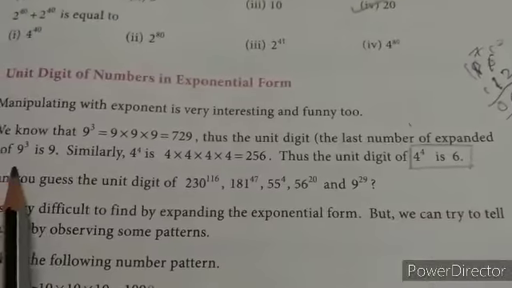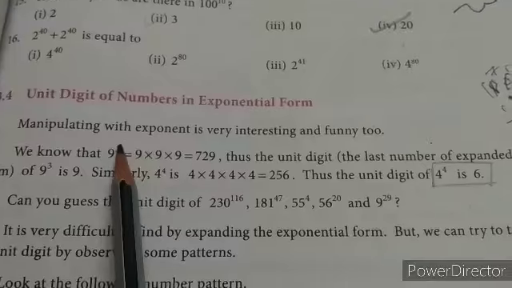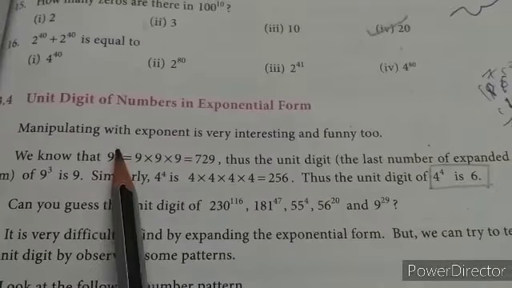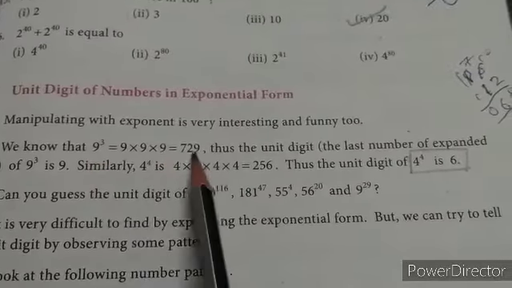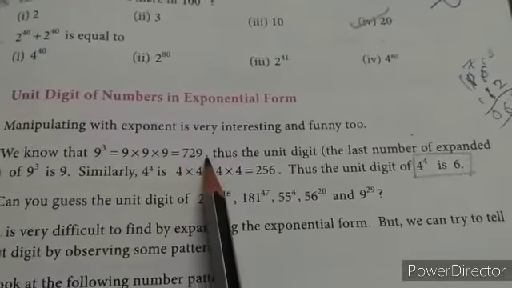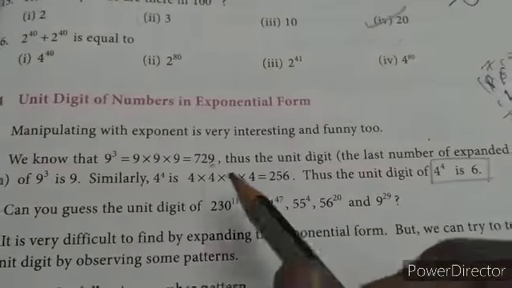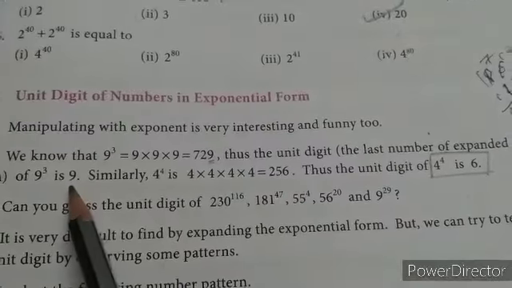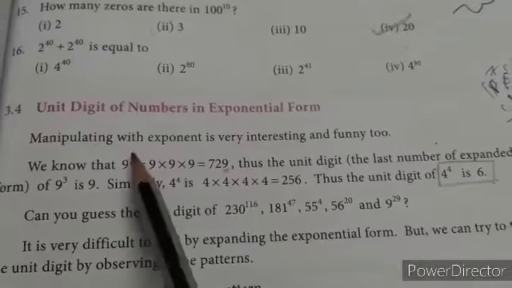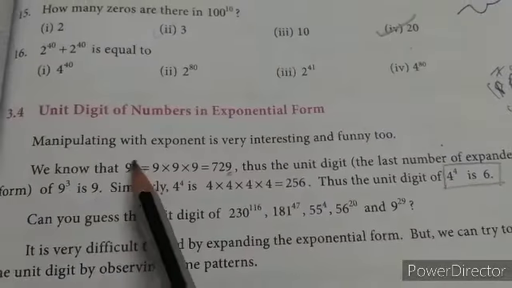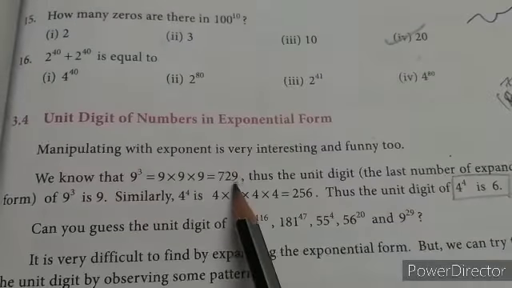Here, we know that 9 power 3, this is the expansion, is it? The power of the given base. If I expand this number 3 times, the answer is 729. Check the unit digit, the number ends with 9. So your answer is, when it is an odd power, the answer is 9. It ends with 9.